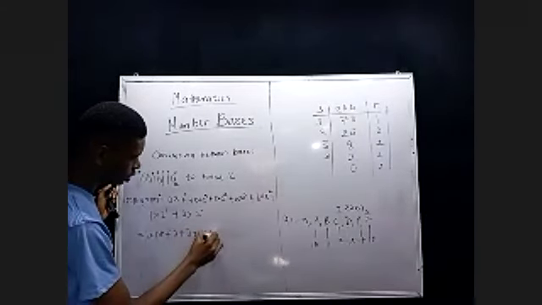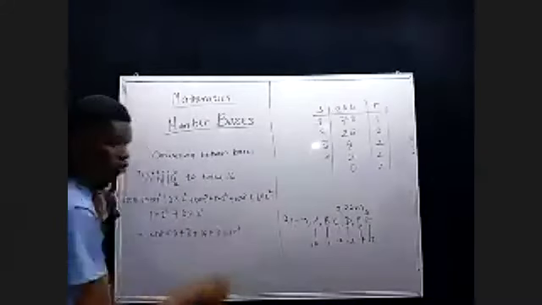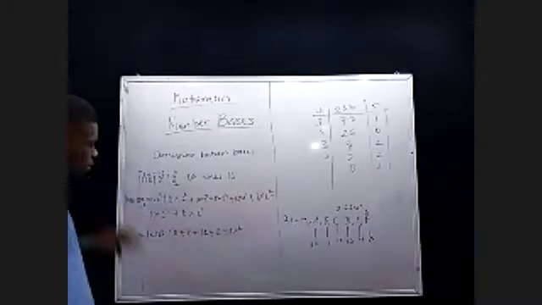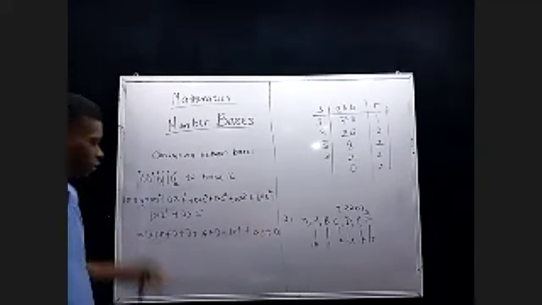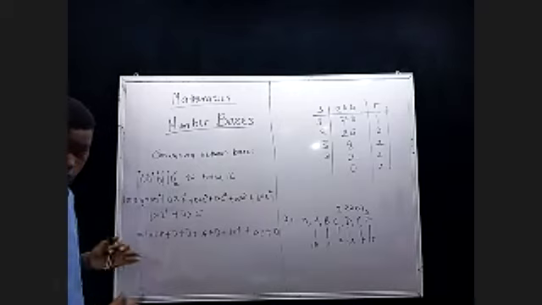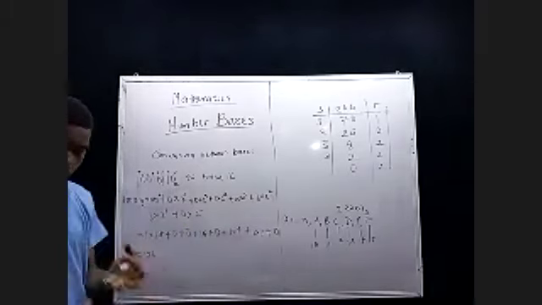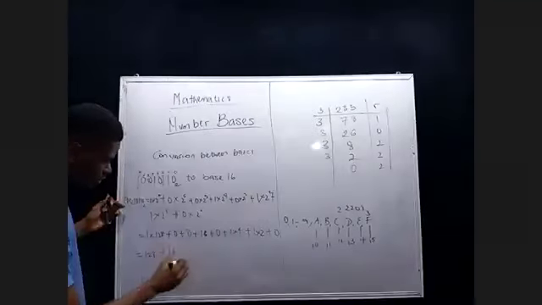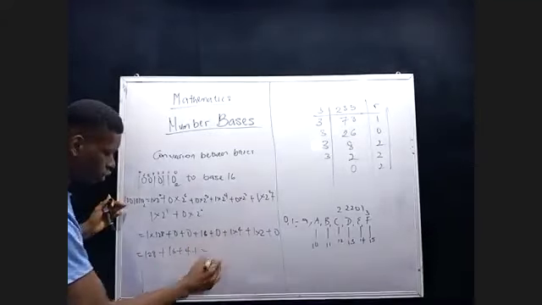plus 0 plus 1 times 2 raised to the power of 2, which is 4, and plus 1 times 2 raised to the power of 1, which is 2, then plus 0. So from here, I'll just say 1 times 128 is 128 plus 0, 0, 0, you understand? So I just write plus 16 plus 1 times 4 is 4 plus 1 times 2, which is 2.